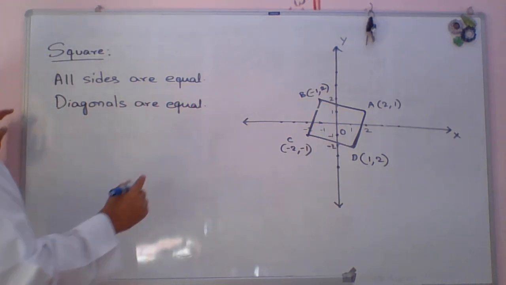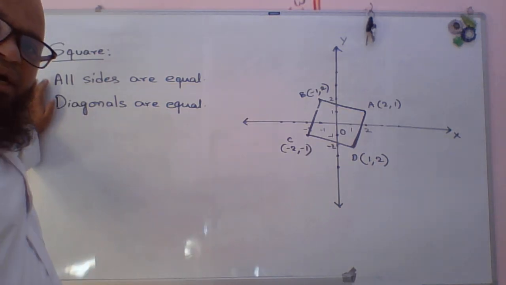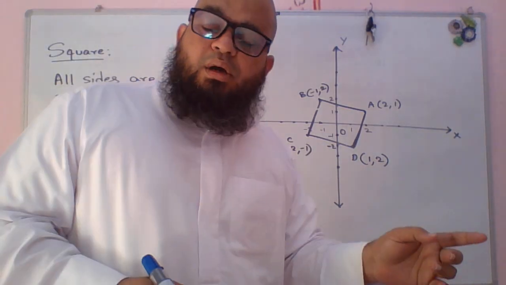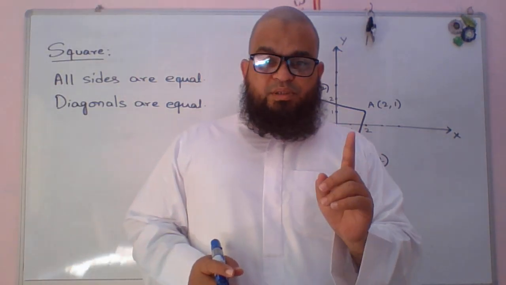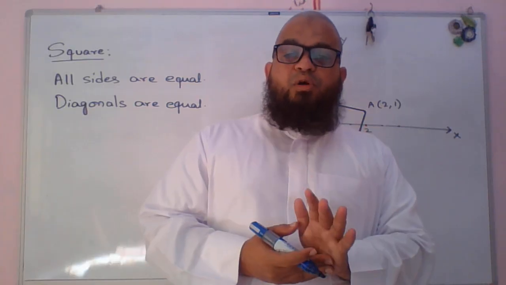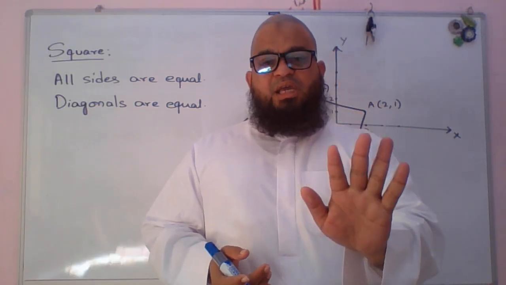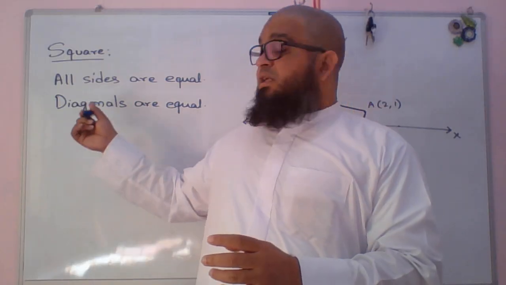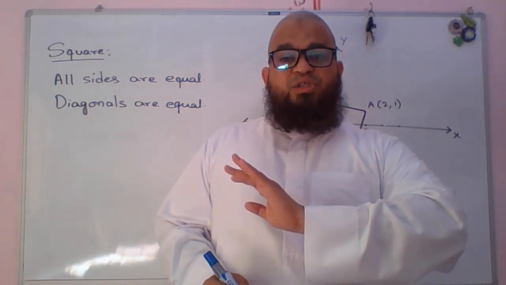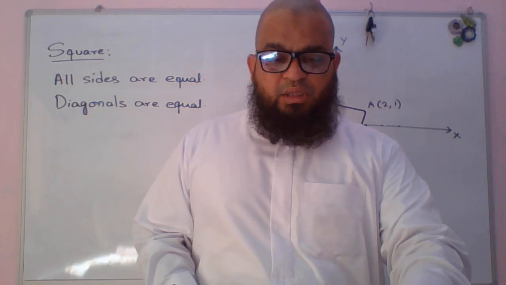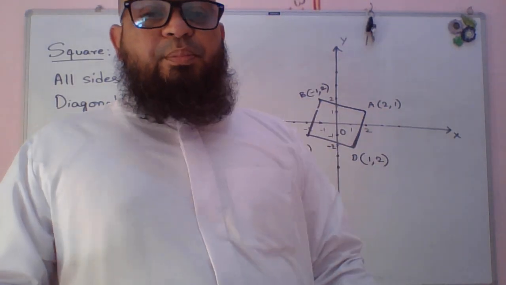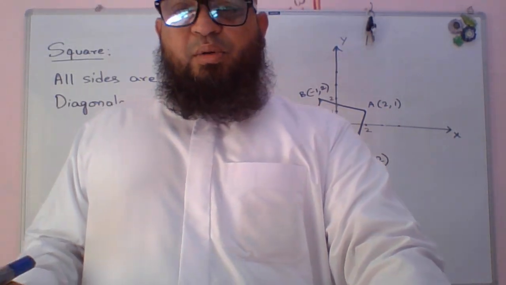Okay, these all sides are equal. It is for both square and rhombus. But how will you differentiate a square and a rhombus? The difference between a square and a rhombus is that in a square the diagonals are equal, and in a rhombus the diagonals are not equal. So let us find out the distance between the points.